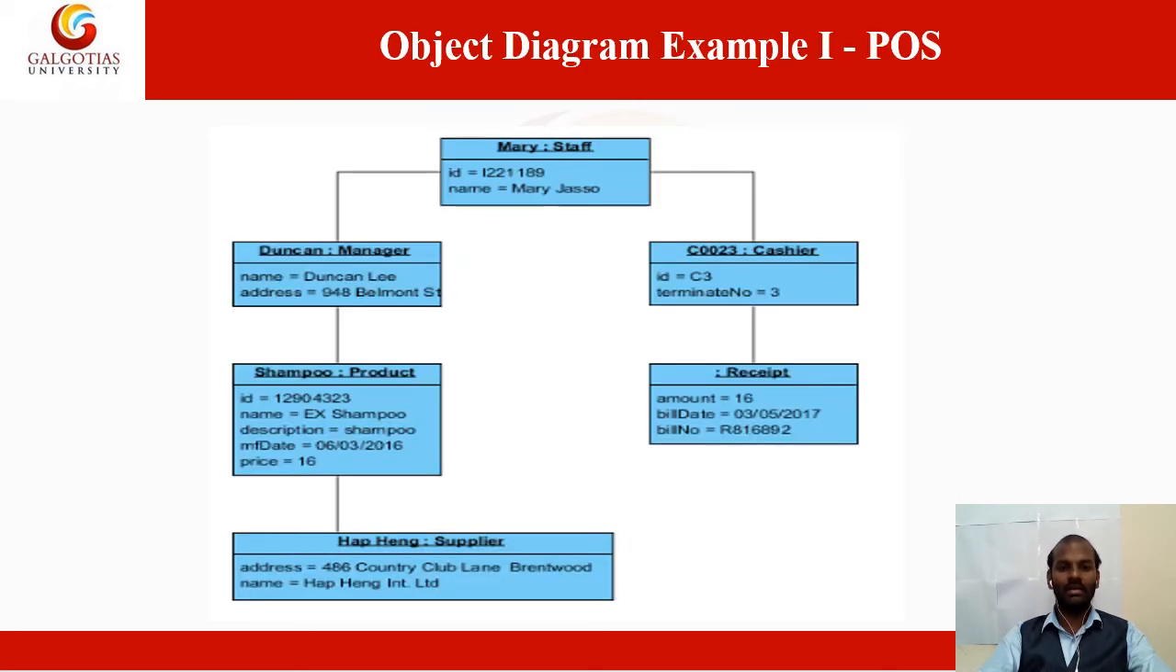And this is an example. Object diagram example: there is a POS, that is, point of sale. So this point of sale, how are the object diagrams used?